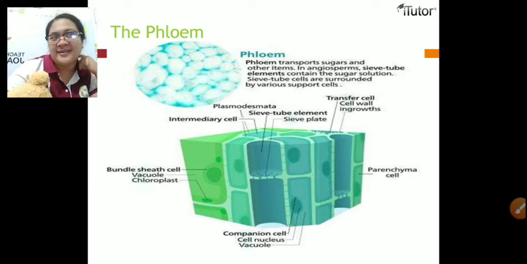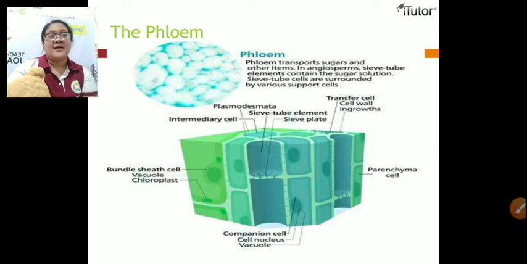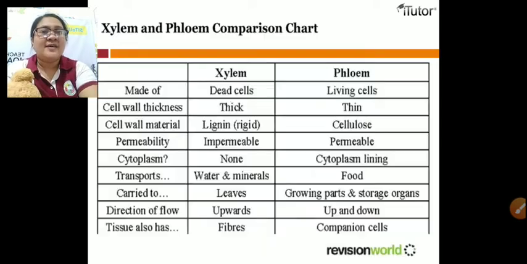Okay, so we have here the transfer cell wall, the parenchyma cell, the sieve tube element plate, the plasmodesmata, the intermediary cell, the bundle sheath cell, and we have here the vacuole, the chloroplast, and the companion cell nucleus, and the vacuole. Alright, so let's move on.